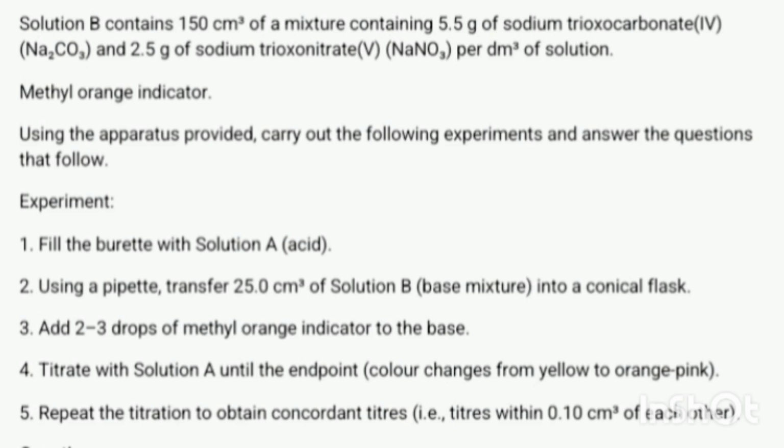So they say titrate solution A until the end point. Before you add methyl orange, you will see a colorless solution. After putting methyl orange, you have yellow. At the end point, after running the acid, you have orange, pink, or red. So the color turns from yellow to orange, pink, or red. Repeat the titration to obtain concordant titers, and we all know that our difference is always plus or minus 0.2 in the titer values.